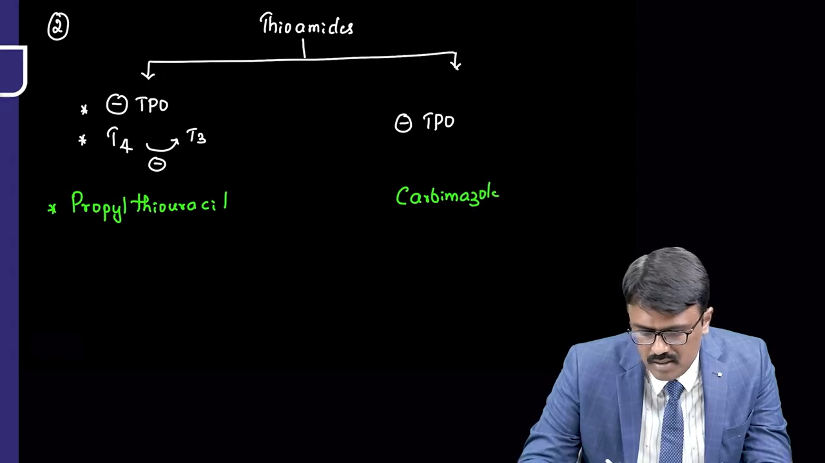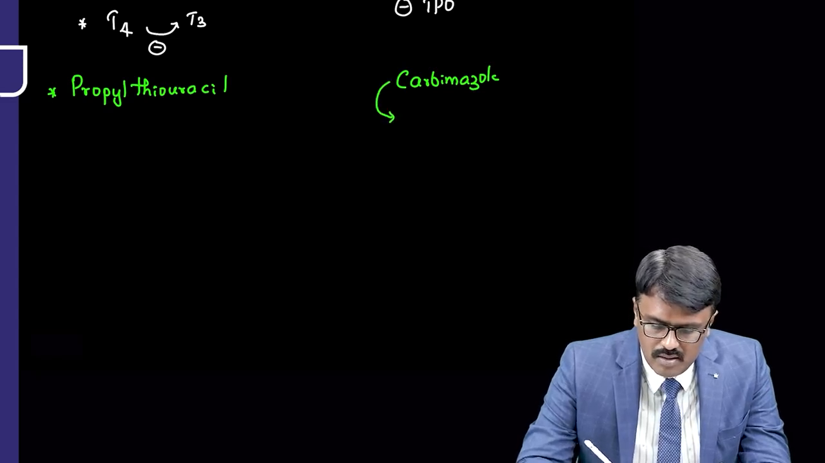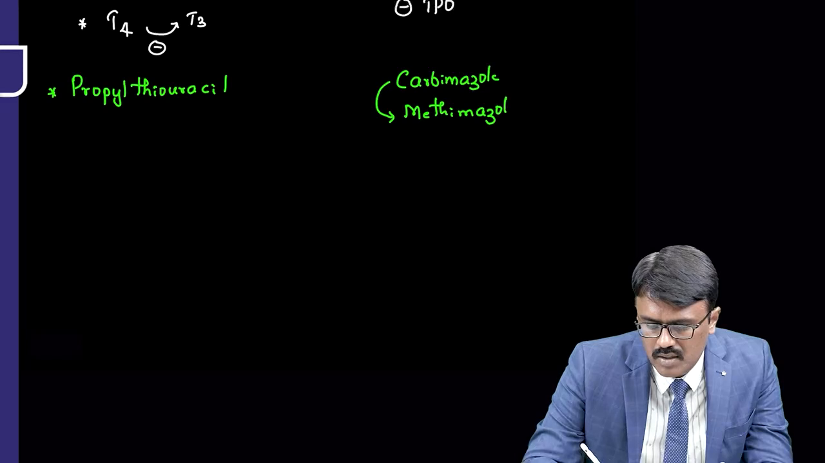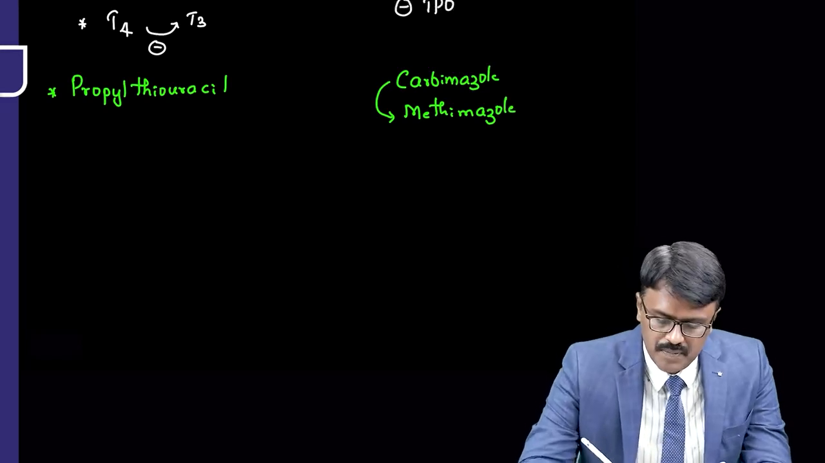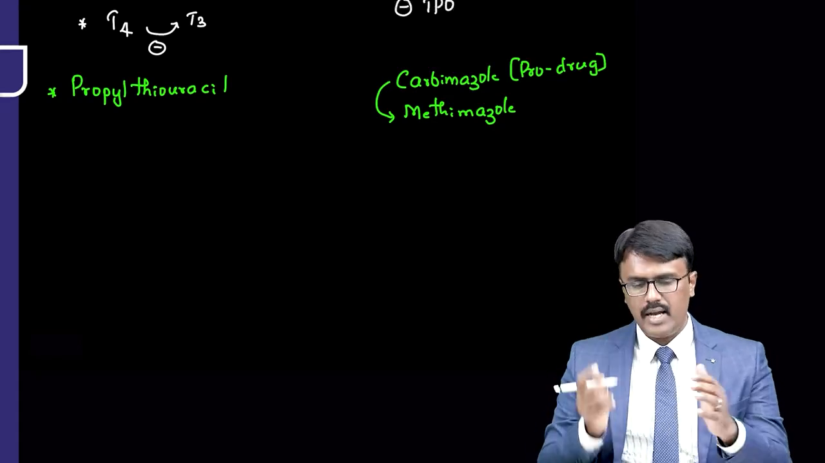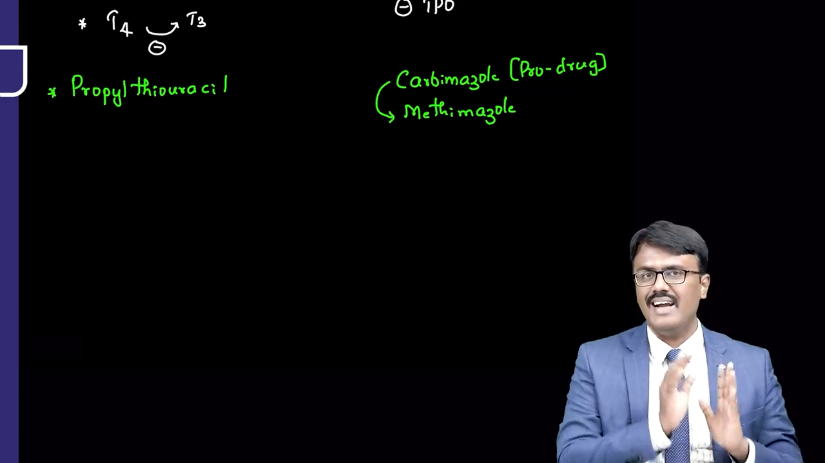So the name is carbimazole. Now carbimazole is a prodrug. After metabolism, it will give rise to methimazole. Remember, carbimazole is a prodrug. So they are thioamides, but they have different mechanisms. The only thing is propylthiouracil has an additional mechanism of action.